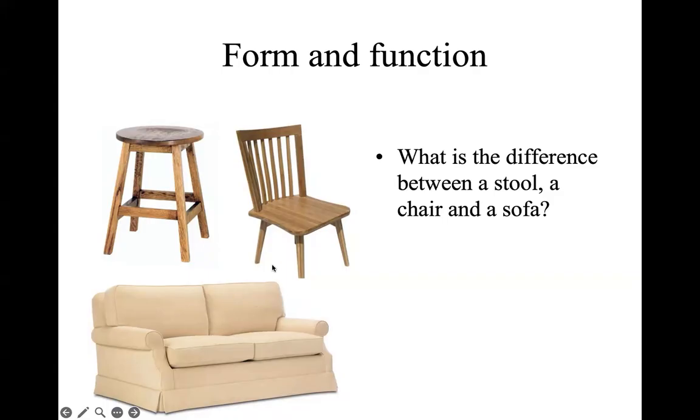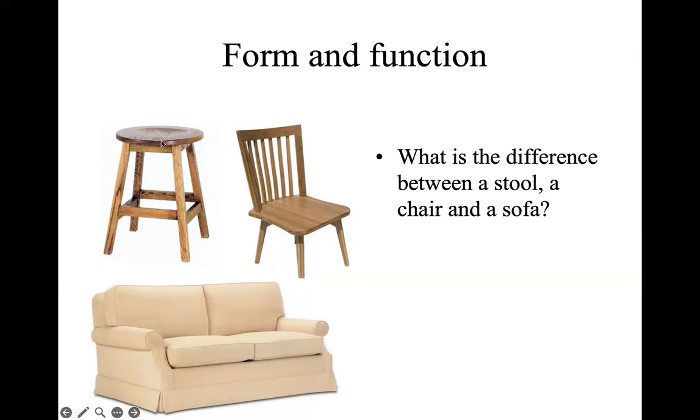So that's the main difference between a chair and a sofa. But a sofa also affords other things. You can lie down on a sofa. You cannot lie down on a chair or on a stool. So a sofa has more affordances than a chair and a stool.